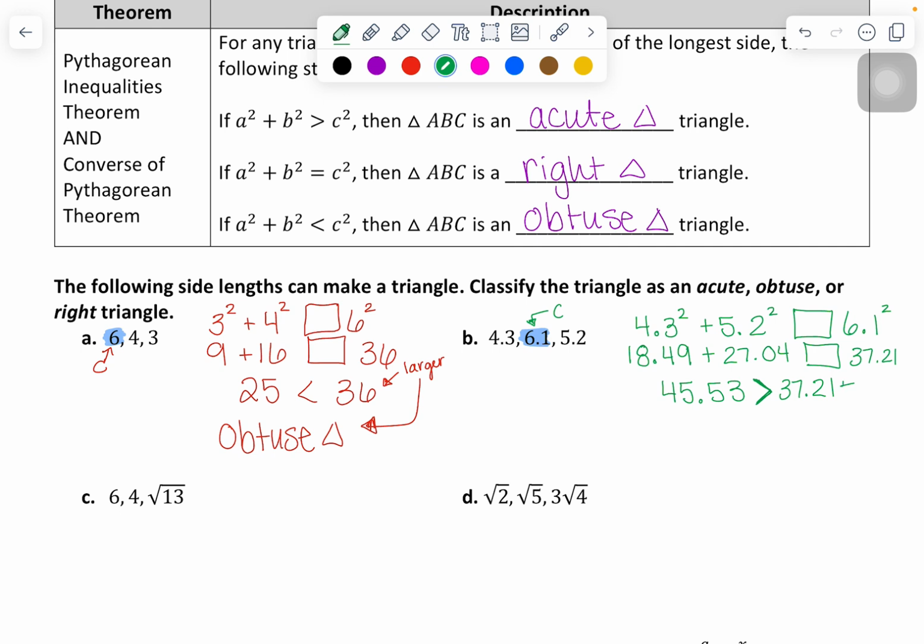So this is my C squared piece. I always focus in on it. If it is smaller, then that means we're fitting the first of the three pieces of the theorem, and it is an acute triangle.